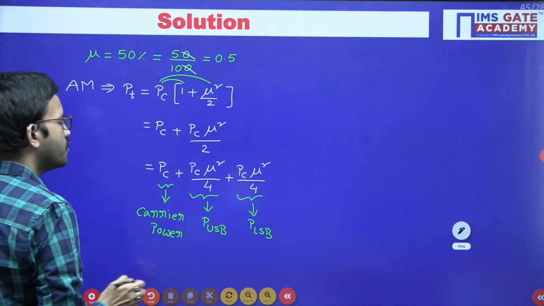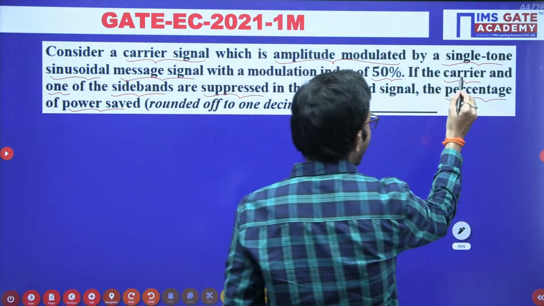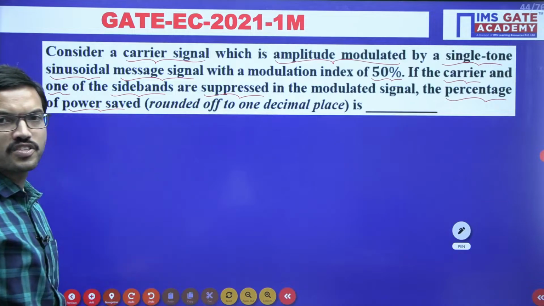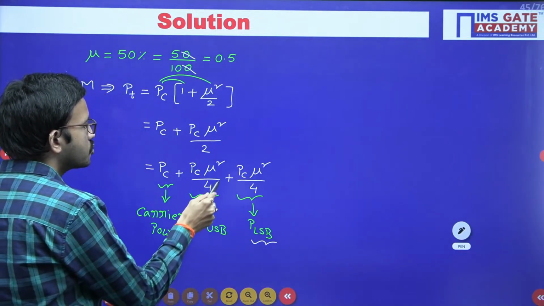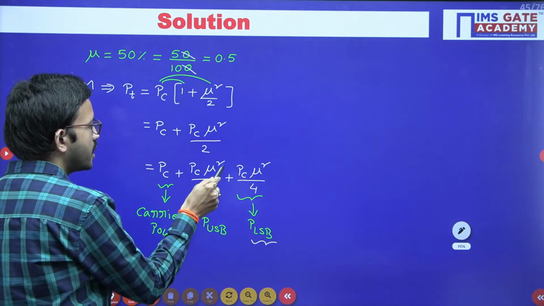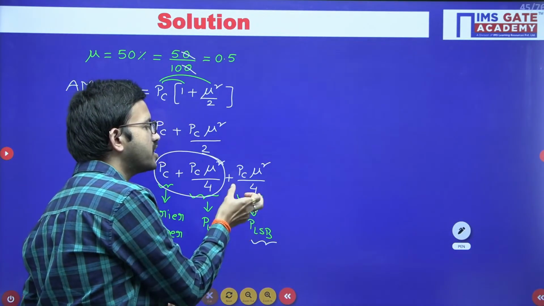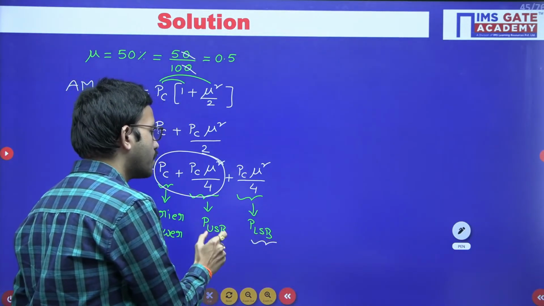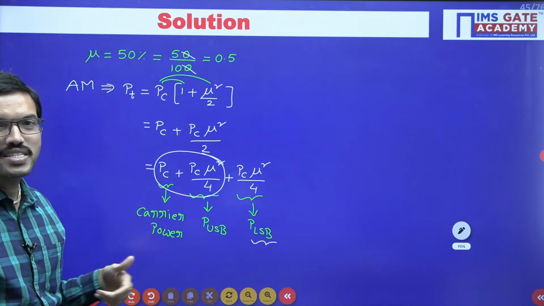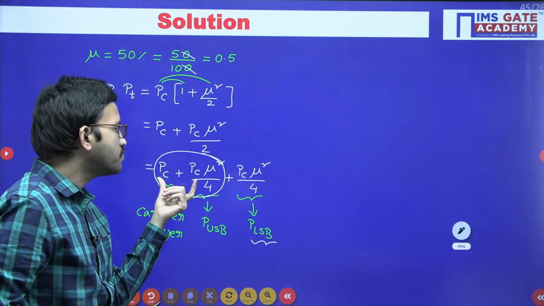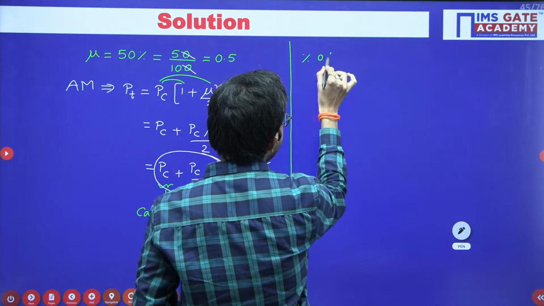So in the AM signal, you have the carrier power and both the sideband powers. Now read the question carefully. If the carrier and one of the sidebands are suppressed, that means, for example, you are transmitting only the lower sideband. You have suppressed the carrier power and the upper sideband, so this much amount of power you have saved. To transmit either the lower sideband or the upper sideband, you require only this much power. But when you transmit the AM signal, the total power required is this much. So the question is the percentage of power saved, which is this much power saved compared to the total power. Now you can calculate the percentage of power saving.